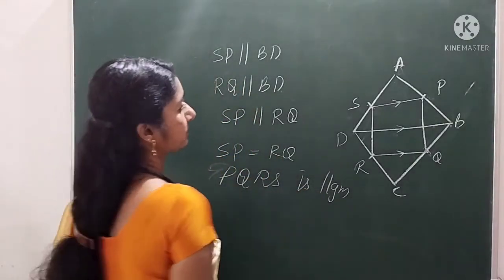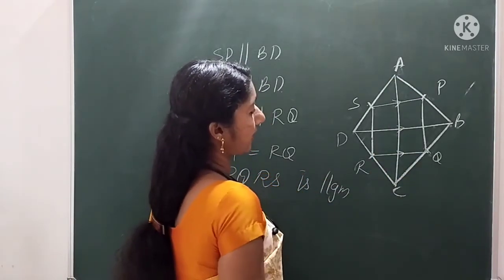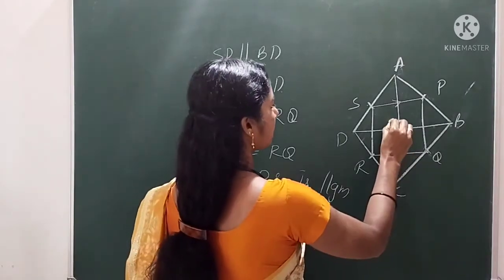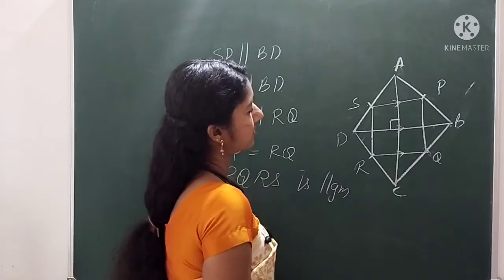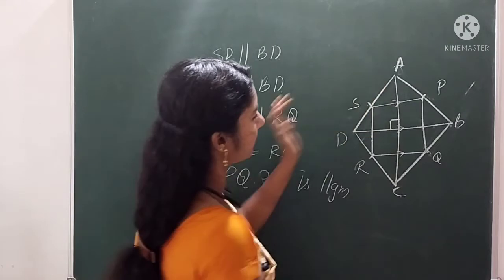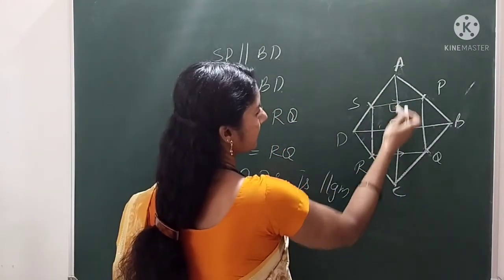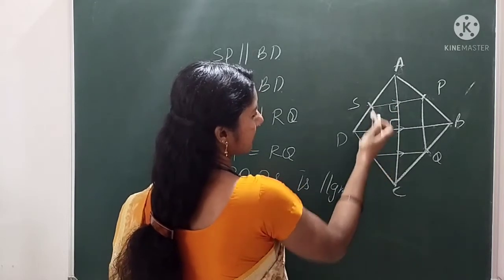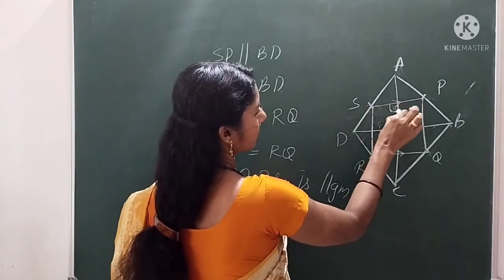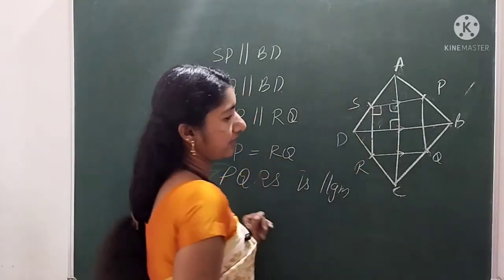Okay, now we need to prove one angle is 90 degrees. For that we draw the second diagonal also. By drawing the diagonals of a rhombus, we know the diagonals are perpendicular to each other. So this is 90 degrees. See, these two line segments are parallel, so of course this angle will also be 90 degrees. These are co-interior angles, since SR and AC are parallel and this is the transversal. So now we got angle S is 90 degrees.